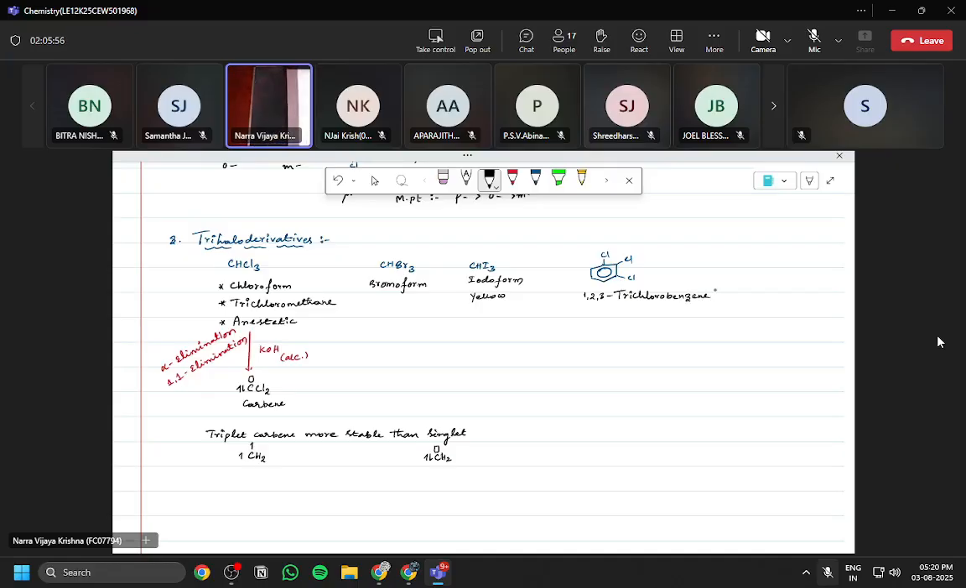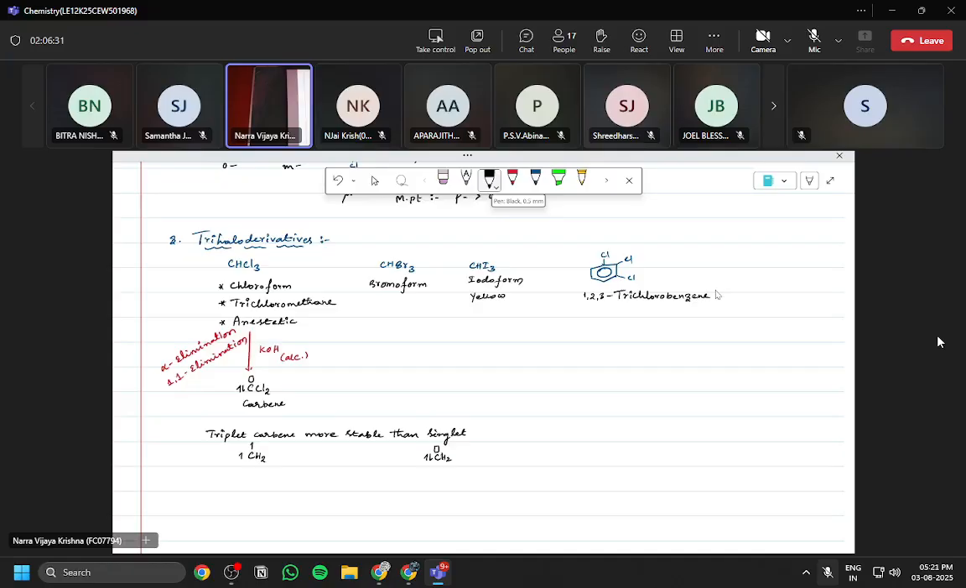How many isomers are possible for trichlorobenzene? Number of isomers possible. And all will be positional isomers only. So change the position of only one carbon. How many isomers possible? 3. The fourth. 4.